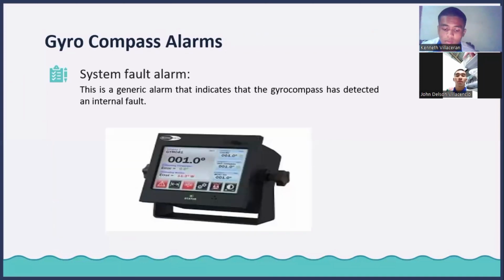These are the potential causes of gyro compass failure. The gyroscope itself might malfunction due to mechanical issues, electrical faults, or environmental factors.